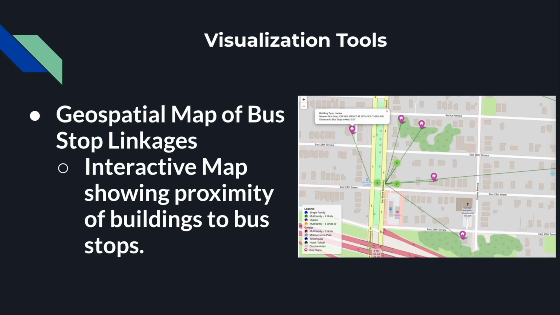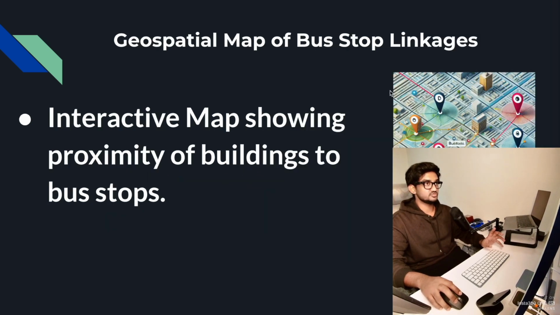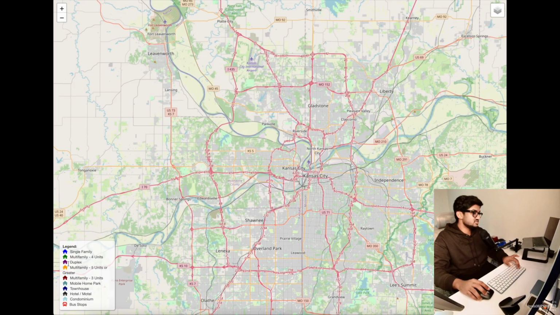Additionally, I created an interactive geospatial map using Folium, a Python library, to show how buildings are spatially related to the bus stops. This visualization makes it easy to see the relationship and patterns in the data. So I'm going to show you the HTML interactive map I created for this. These are all the housing types I had, and the other data set which had bus stops.